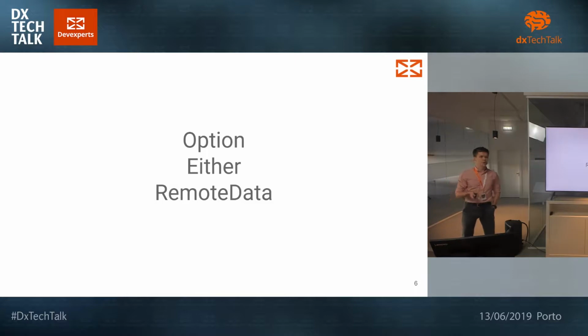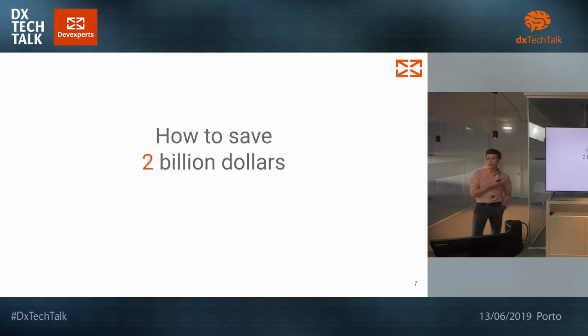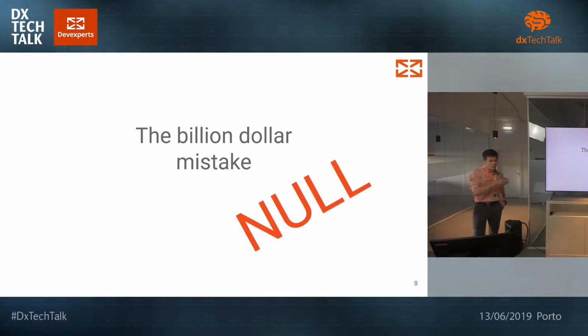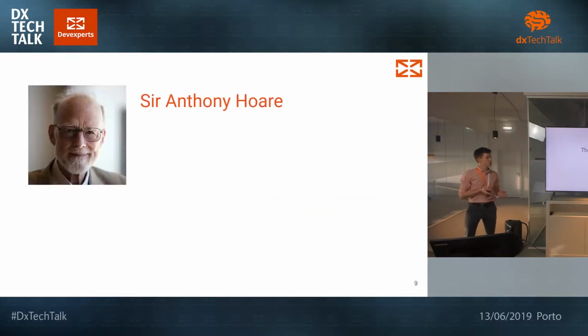Let's start from the first case, and it is how to save $2 billion. Intrigued? Well, you should be. Who has heard about the $1 billion mistake in programming? Anyone? No? It is the problem about the null pointer. The null pointer is a valid value for a variable of almost every referential type in almost every modern programming language. And this is a very big headache for everyone. It was called the $1 billion mistake by its author, Sir Anthony Hoare.